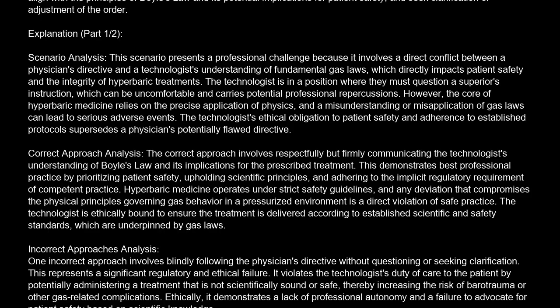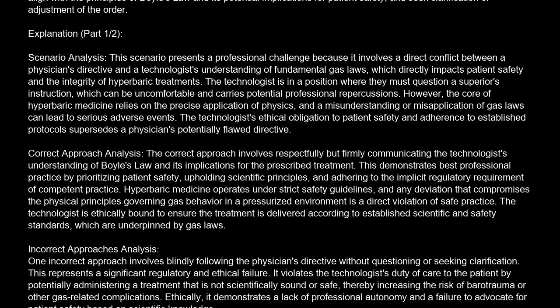The correct answer is A. Politely and professionally discuss your concerns with the physician, explaining how the prescribed pressure may not align with the principles of Boyle's law and its potential implications for patient safety, and seek clarification or adjustment of the order.